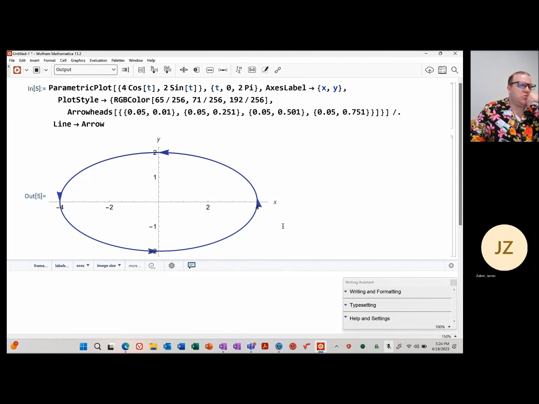All right, so that was for 0 to 2 pi. By the way, what kind of shape is that? It's an ellipse, right? Circle is just a special type of ellipse. Remember, you have the semi-major and semi-minor on the ellipse. Next up was 0 to pi.